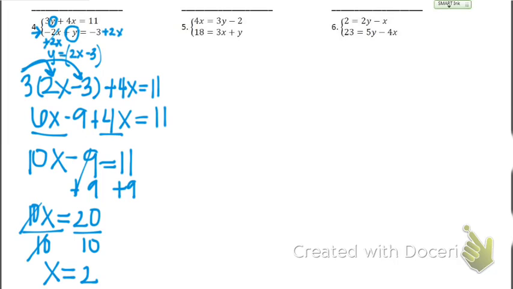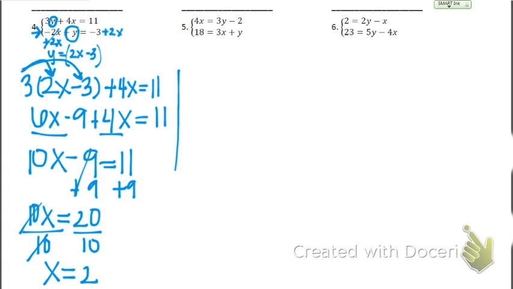Okay, guys. So here's my work for the rest of the problem. I distributed 3 and got 6x minus 9 plus 4x equals 11. Combined like terms. So 6x plus 4x gave me 10x minus 9 equals 11. I added 9 and got 10x equals 20, and then I divided by 10 to get x equals 2. Thumbs up if you agree with my work. Did I make any mistakes?